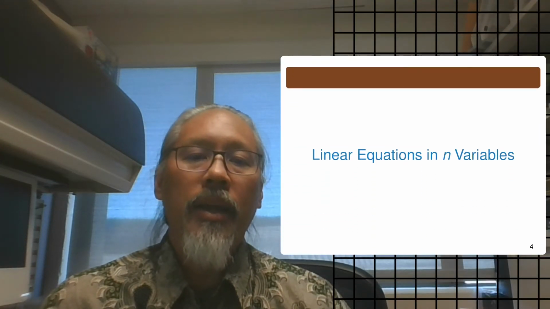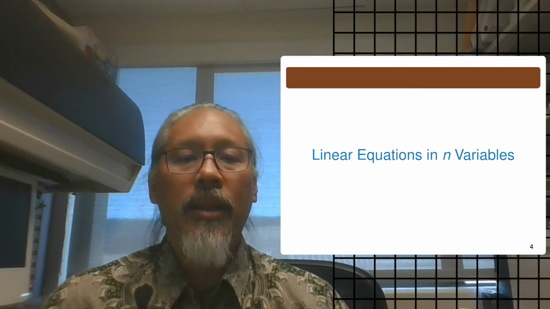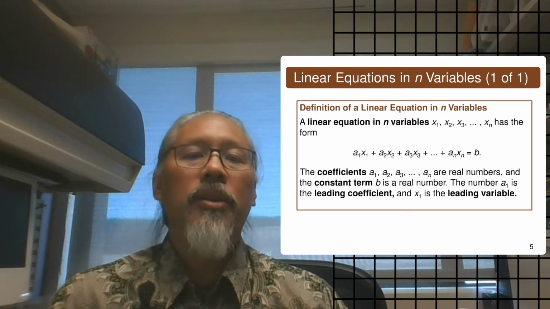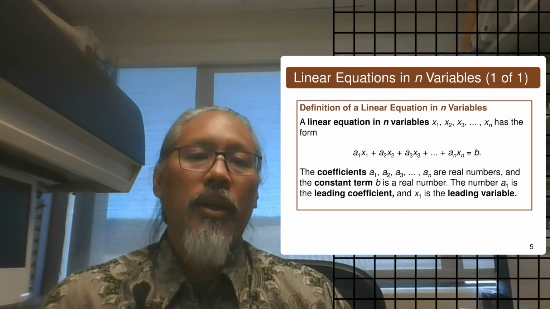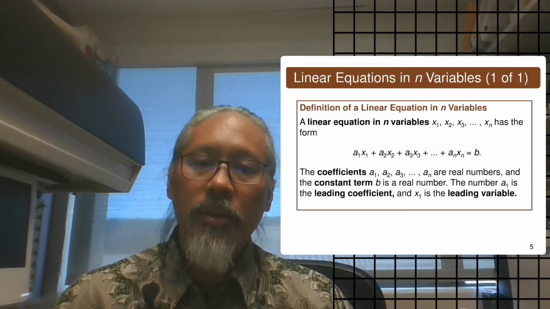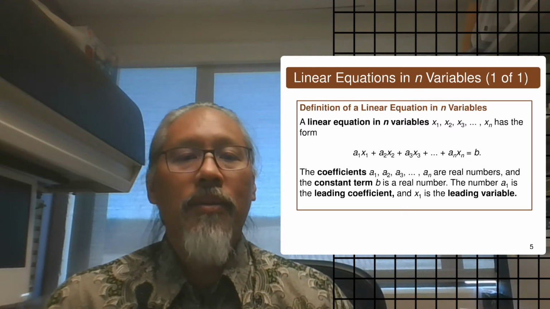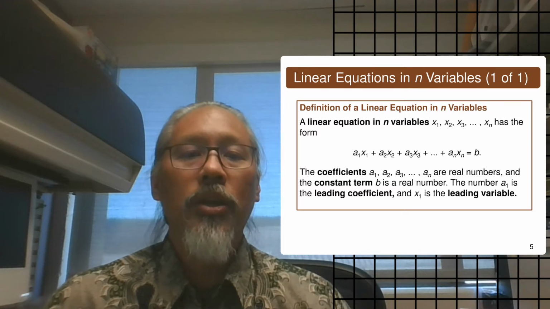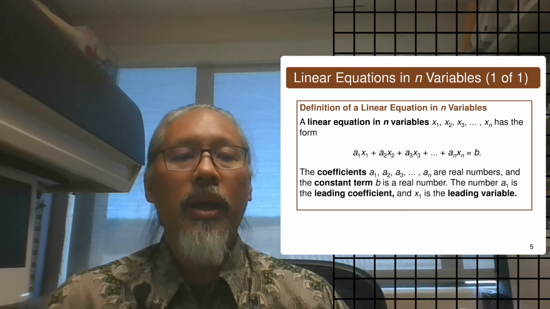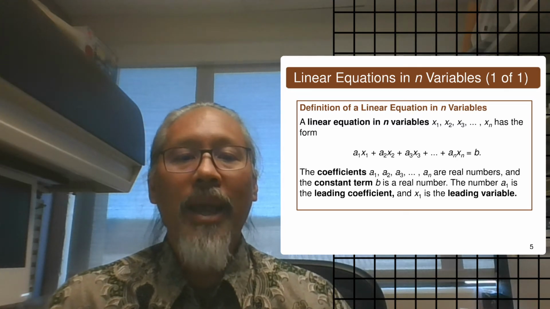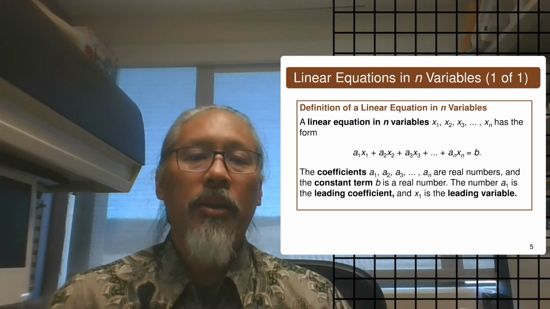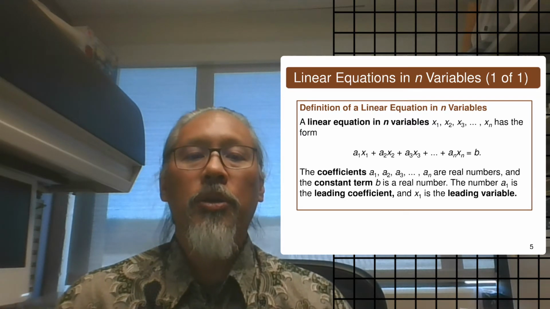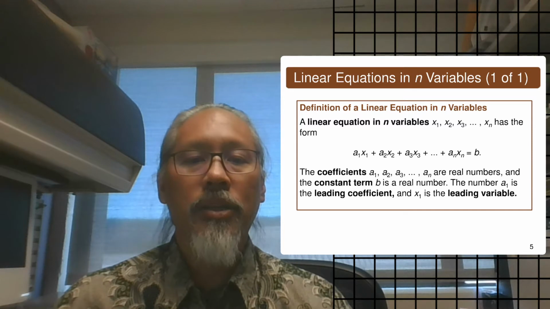First, let's take a look at the idea of what is a linear equation in n variables. By definition, a linear equation has n variables, and for the sake of not having to find enough letters in our alphabet, we will just use subscripts. So x sub 1, x sub 2, x sub 3, all the way to x sub n are going to be our n variables. And a linear equation is an equation of the form where we have a constant times the first variable plus a constant times the second variable, etc.